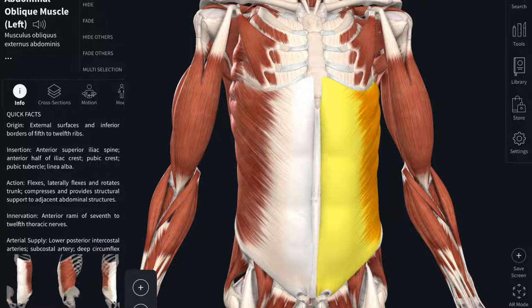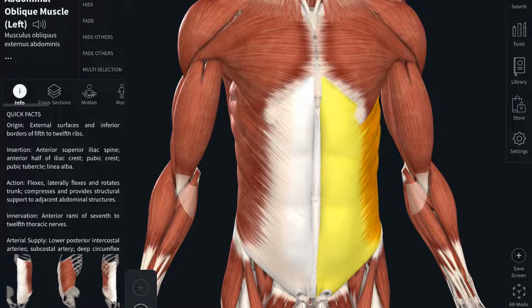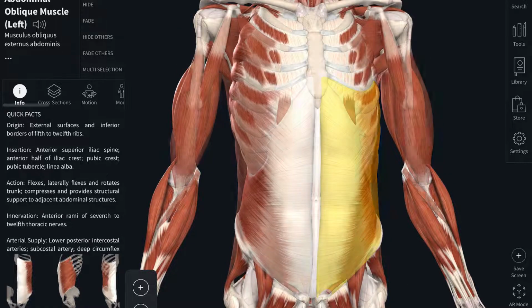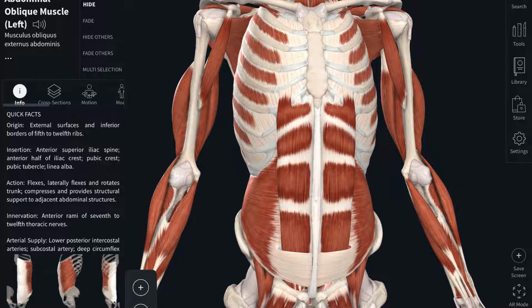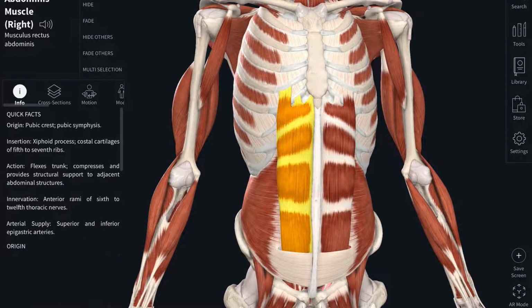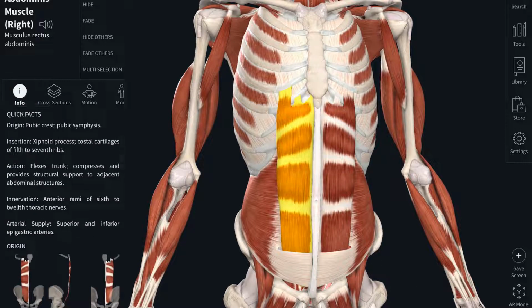Let's add one more layer of muscle to our core. Notice how many muscles we're adding here. The rectus abdominis, and this is what the six-pack is, right? This is what we think of as healthy.